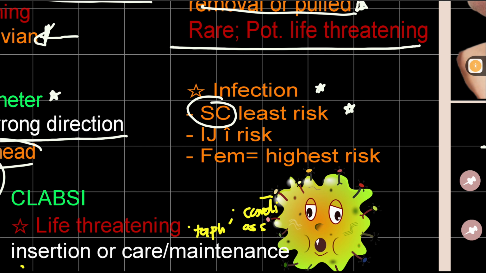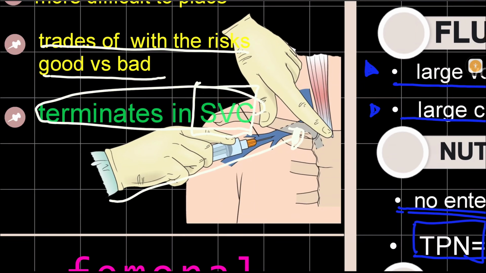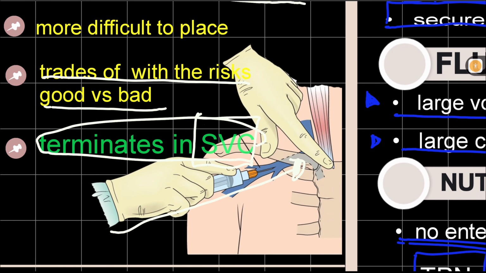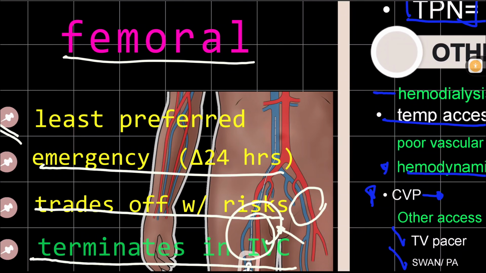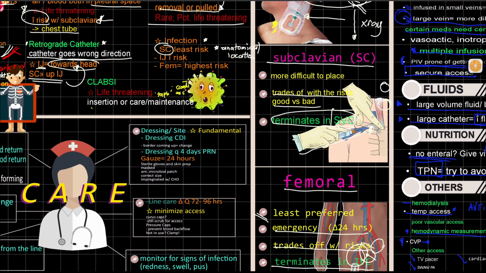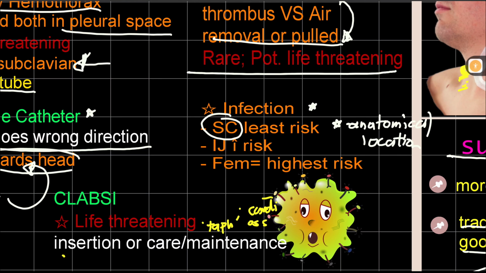Okay, why is it least risk? Because of its anatomical location. Yung location ng SC mo, malayo siya sa mouth, malayo siya sa nose, at malayo siya sa genitourinary. Okay, so least likely for infection.